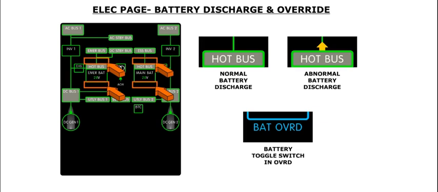An amber arrow indicates an abnormal discharge of the associated battery. A blue battery override label indicates that the battery toggle switch is in the override position.